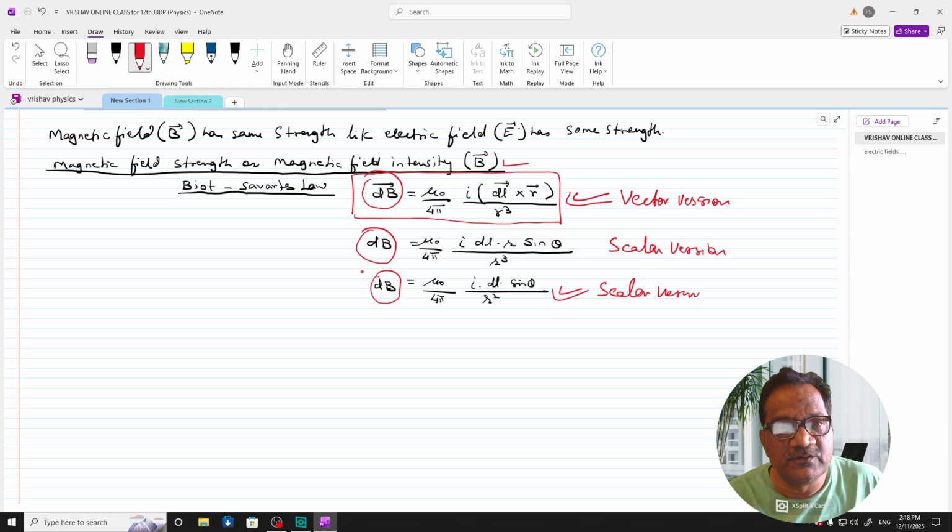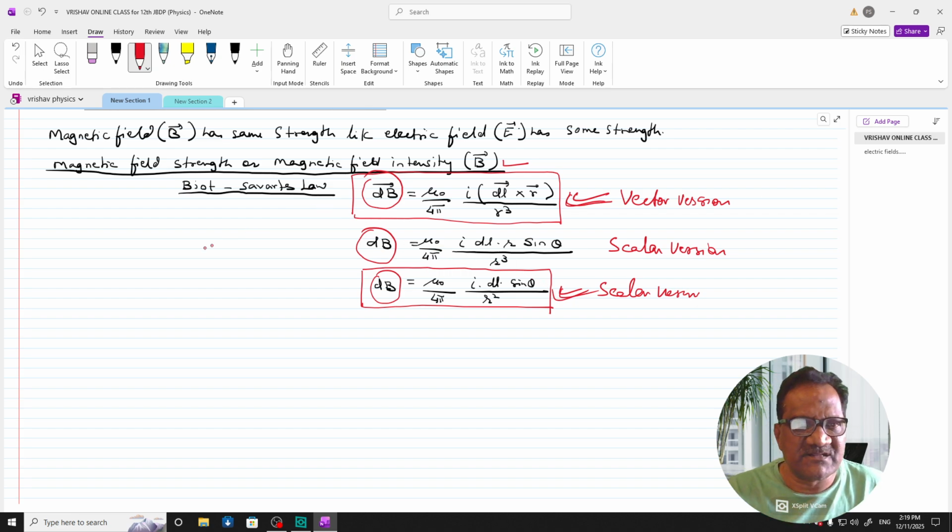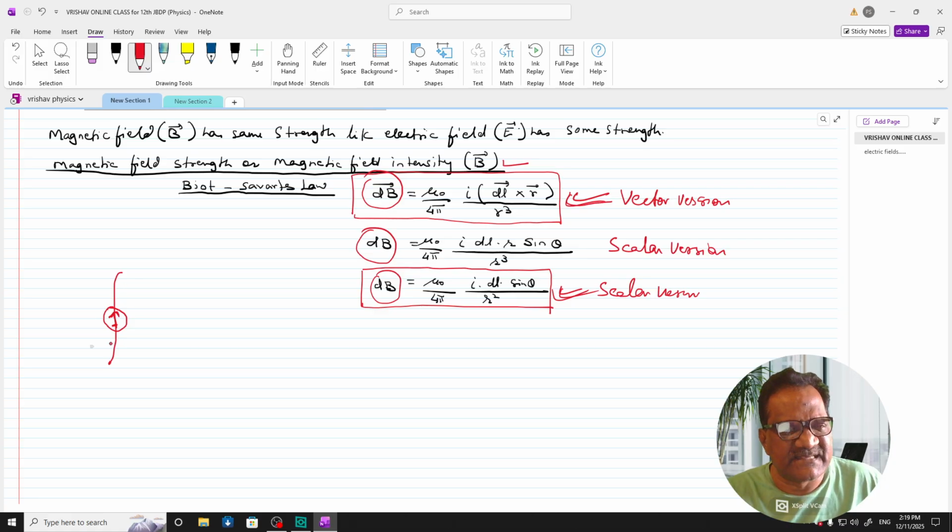But before you get confused, let me explain the meaning of these two formulas. The meaning of this is, suppose you have a current carrying conductor. Suppose there is a current moving in the upward direction like this. You take a small element, a small piece of this particular wire. This is a current carrying conductor.